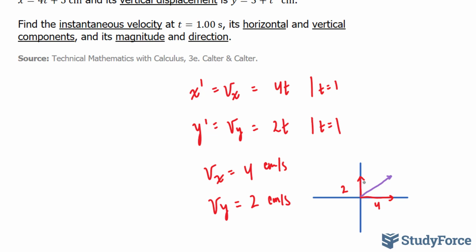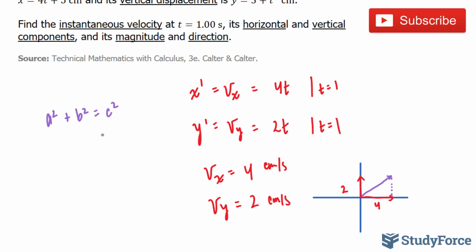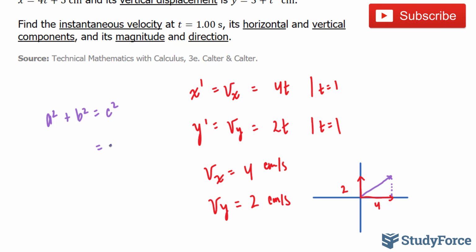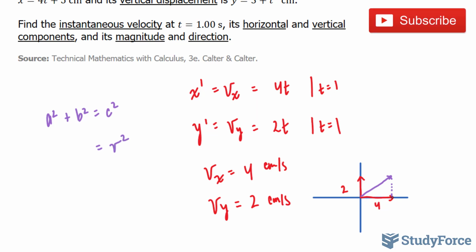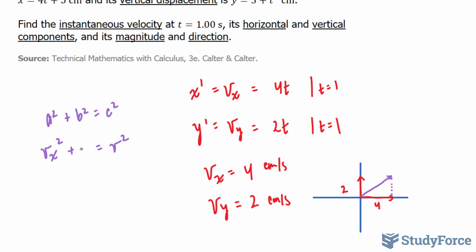How do we find its magnitude? Well, with the Pythagorean theorem, pretend that this was a right triangle. We will use a squared plus b squared is equal to c squared. This is our velocity, so v represents c. We'll call this a and call this b. So that is v subscript x squared plus v subscript y squared.